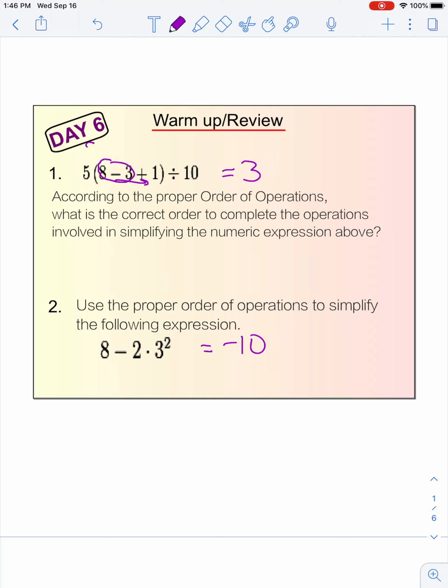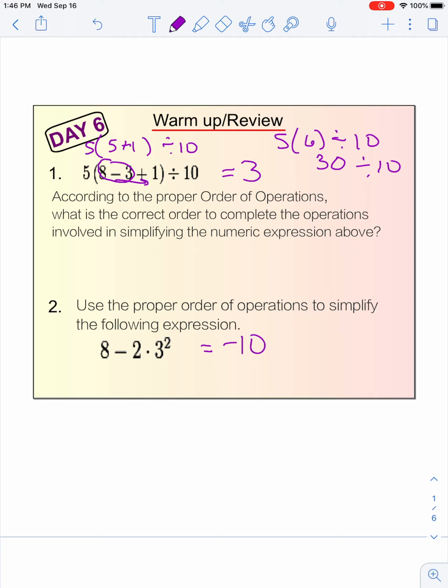So you would get 8 minus 3, which is 5, and then you'd have to add the 1 at the end, which gives you 5 times 6 divided by 10. Now you have to do multiplication and division left to right, so you get 30 divided by 10. And that's what gives you your 3.